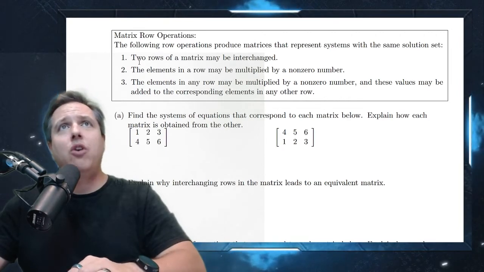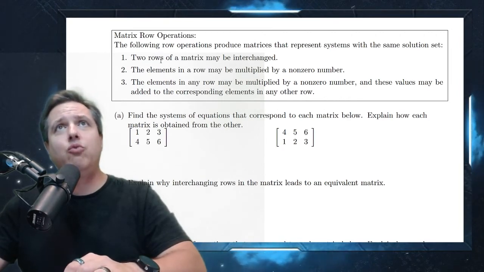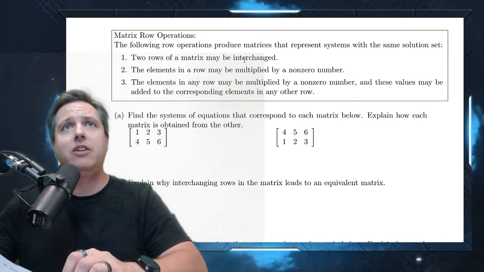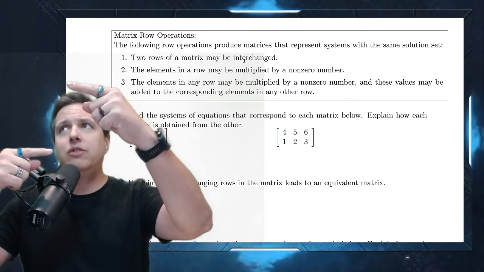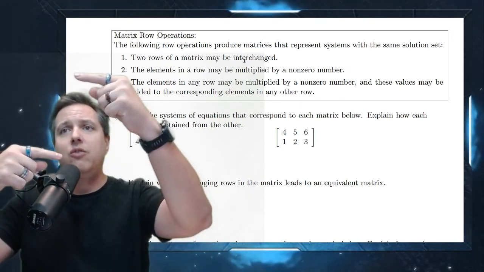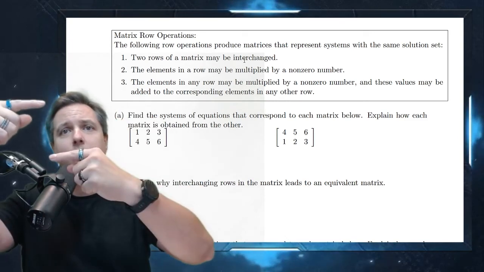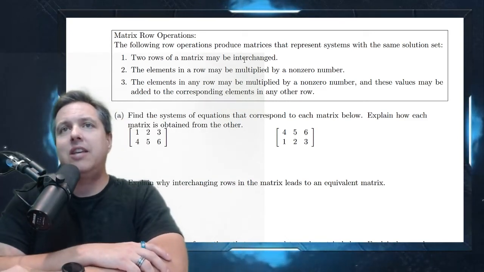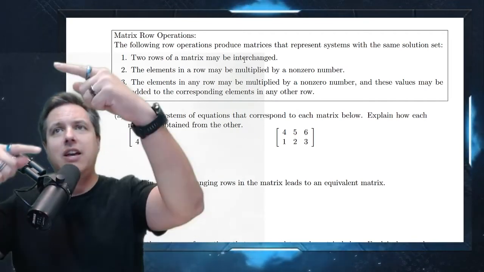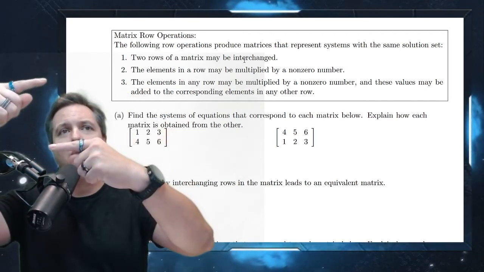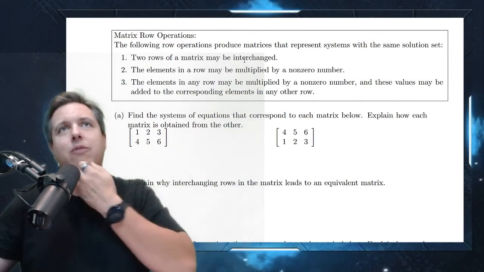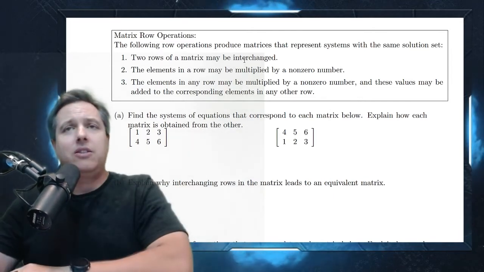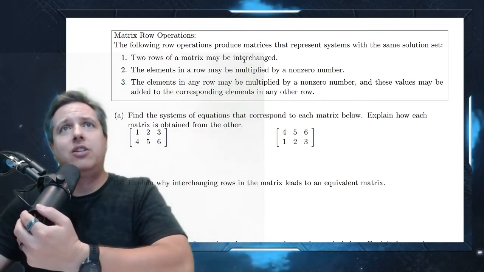So we've got this row operation. The first one says 2 rows of a matrix may be interchanged. In other words, we just take 2 rows and we switch them with each other. So we could just switch the top and bottom row. Why is that allowable? It's allowable because it's the same as taking your system of equations and just switching the order of the equations. That's not going to change anything, right? So that's pretty reasonable. That's one operation that you get to do.